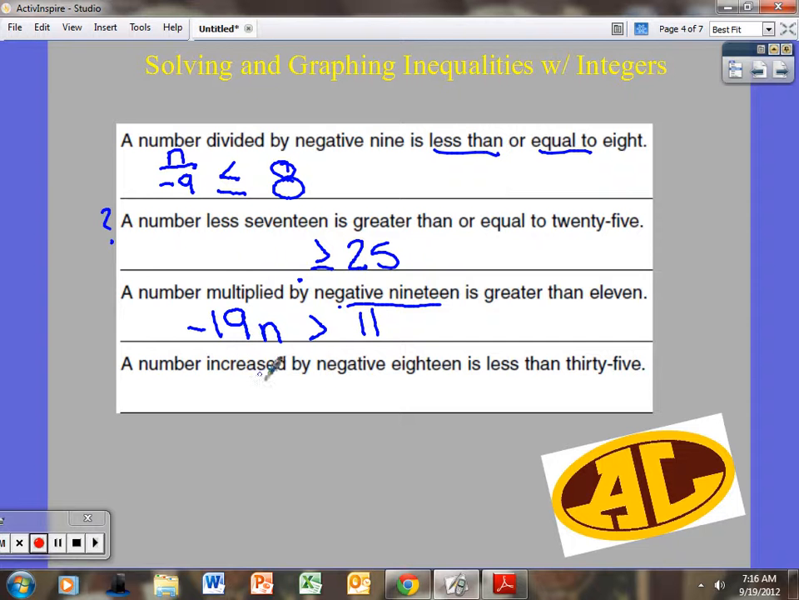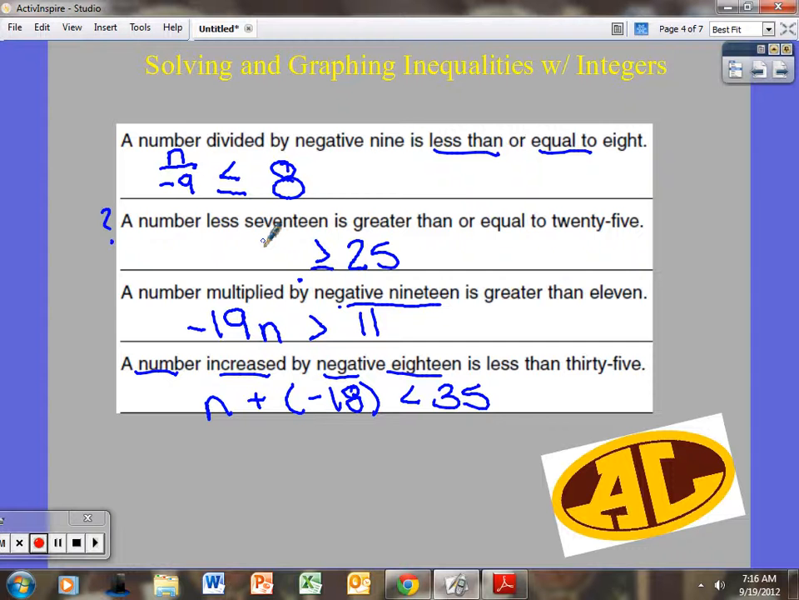Okay, a number increased by negative 18 is less than 35. A number, we don't know the number, but it's increased by negative 18. So that means I start with a number and I add to it negative 18. I'm going to put this in parentheses to show the separation between the plus sign and the negative, is less than 35.